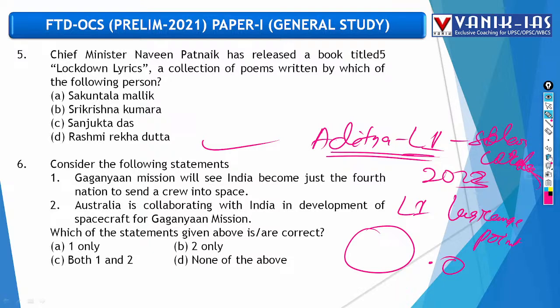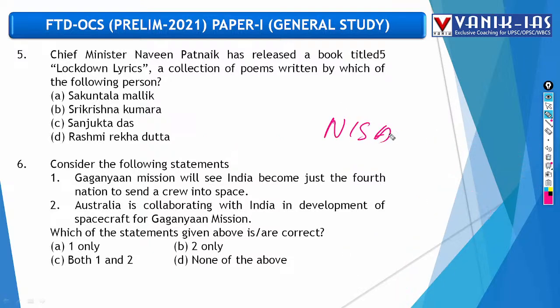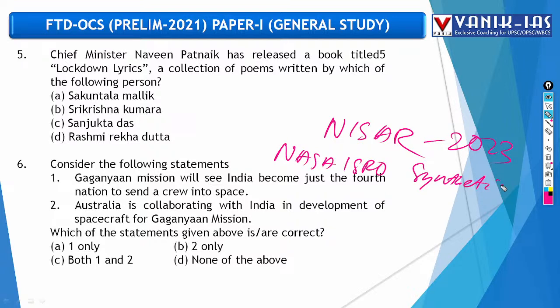There is another one in the news, that is NISAR. NISAR is very important because this will also be launched in 2023, in the first half. NASA ISRO synthetic aperture radar. This is an Earth observation satellite. Right? It can take clear pictures of Earth's surface at any time, during rain, cloudy times, fog, night, everywhere. Every time it can take photos of Earth's surface. So it is not Australia. So one only is the answer of question number 6.